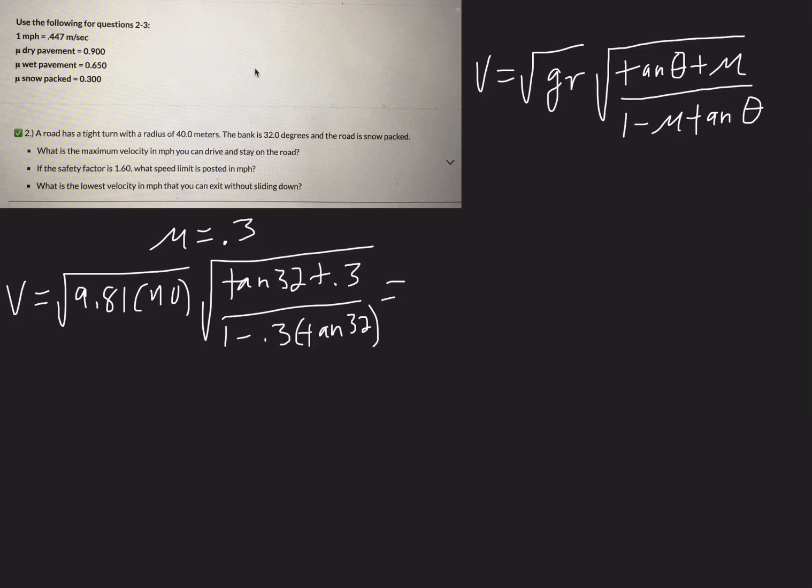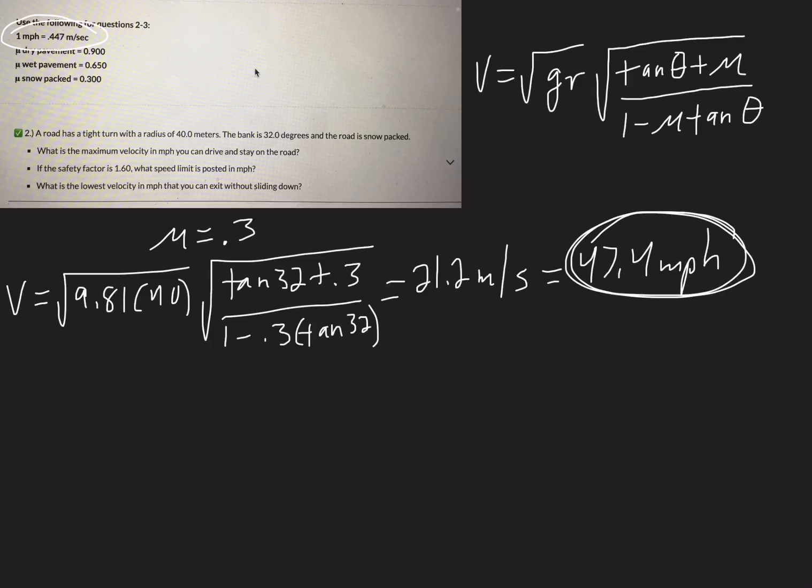So if you do that, you should get 21.2 meters per second. It says it wants it in miles per hour, so you can use the conversion factor up here. Divide by 0.447 meters per second, and we're going to get 47.4 miles per hour. That's the maximum velocity you can go. If you go over that, if you go 50 miles per hour, you're going to fly off this exit ramp. Okay.